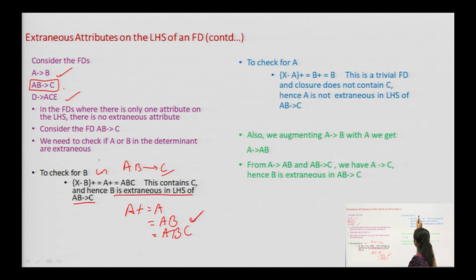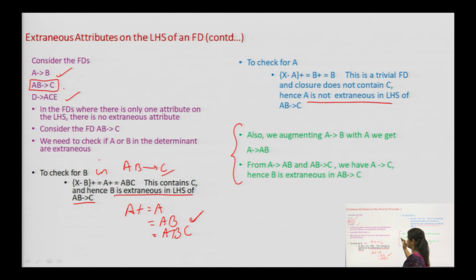Now, to check for A, we do a similar thing. X minus A closure is B closure, which is B, and that is it. It does not contain C, and hence we say A is not extraneous in the left hand side of the FD AB to C, right.